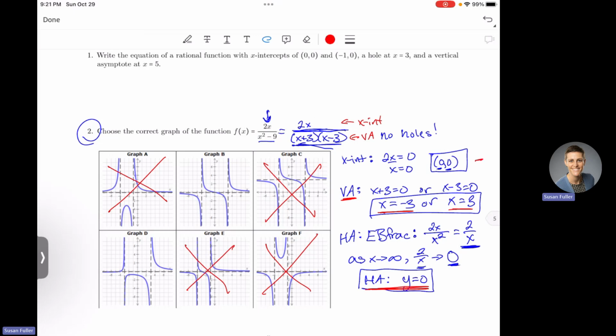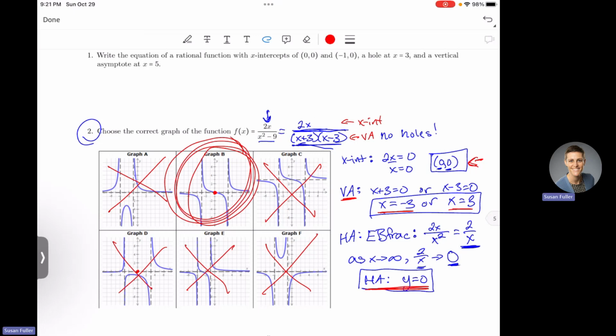So now let's go to our x-intercept here. I know that the graph needs to go through the point (0, 0). We need to touch or cross the x-axis there. Graph B has an x-intercept at (0, 0), so that is good. And graph D does not go through this point. So I know it's not graph D. Graph B is the correct graph of this function.